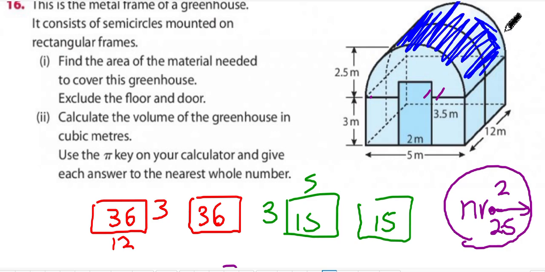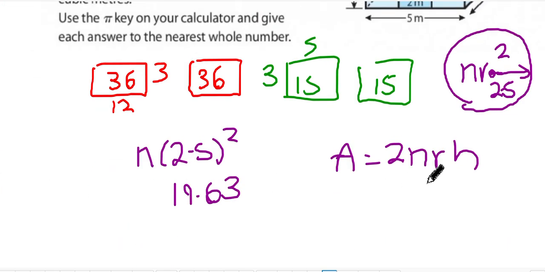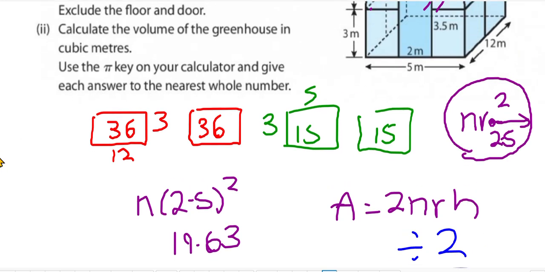It's like the label of a Coke can. That's what I'm after. So what I'm going to do is 2 pi r h, and then I'm going to halve the answer because I only have half a cylinder. So you guys do that now.